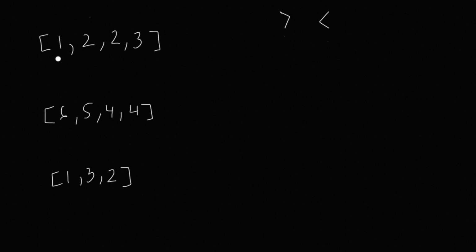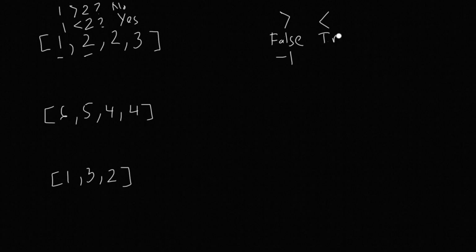In this example, let's compare 1 and 2. Is 1 greater than 2? The answer is no. So it is false here, and the value for false is -1. Is 1 less than 2? Yes, the answer is yes. So this comparison is true, and the value for true is 0. Let's combine these two numbers. Let's do -1 minus 0. The answer is -1.